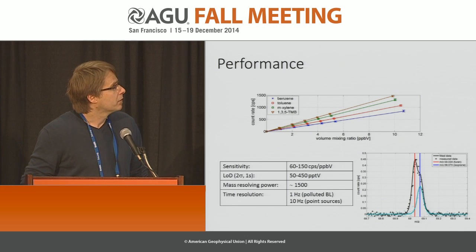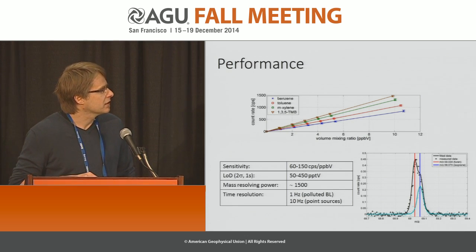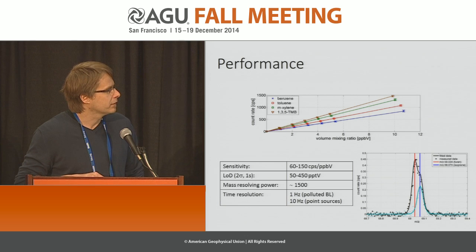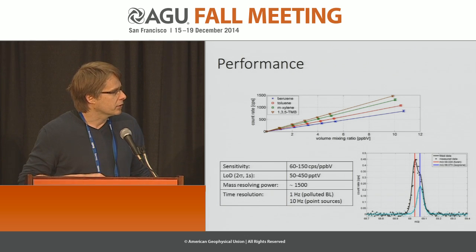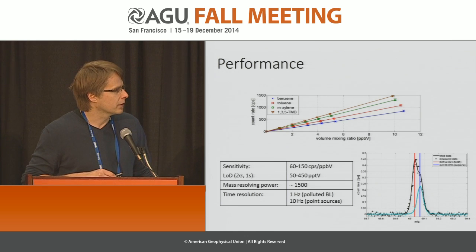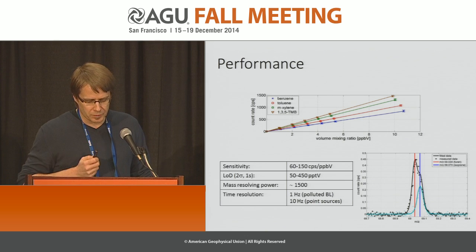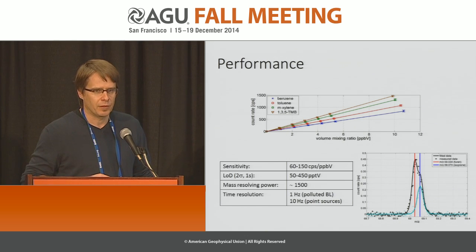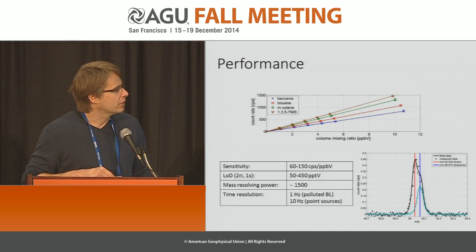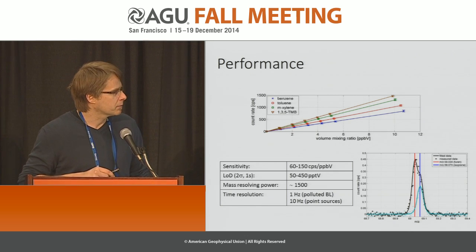Here are the performance characteristics of this new instrument. So the sensitivity is about 60 to 150 counts per ppb, which is pretty good, not as good as the current high-end versions, which are a factor of maybe 7, 8 higher. Limits of detection are between 50 and 450 ppt at 1 second. The problem with 450 is that when we run it on the plane, we get power maybe 2 hours before, so for some of the organics, we have high background. But for most of the compounds, we're around 50 ppt, so that's pretty good.